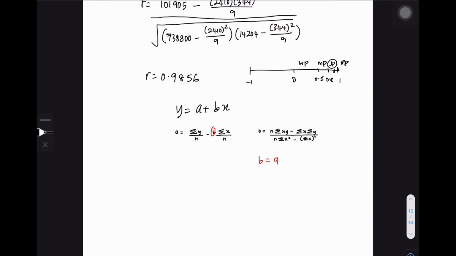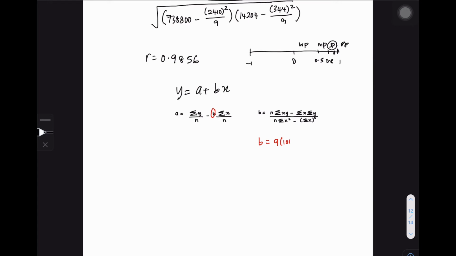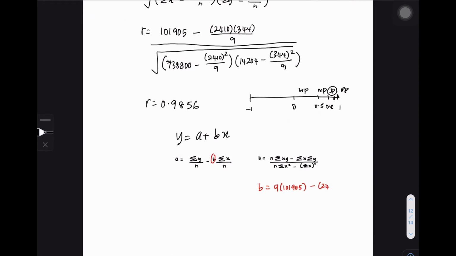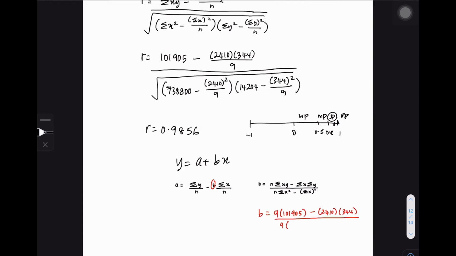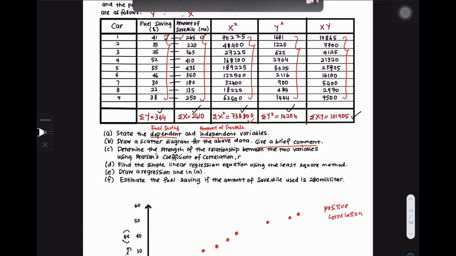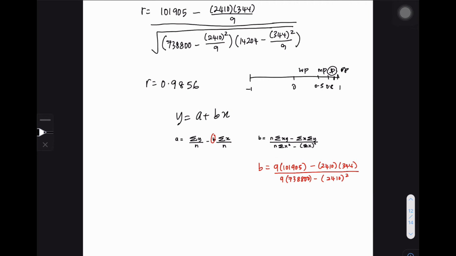N kita 9 darab dengan summation xy. So summation xy adalah 101905. 101905 minus dengan summation x darab summation y. So summation x adalah 2410, summation y adalah 344. Okay, divide dengan n. So n kita 9 darab dengan summation x square. So summation x square adalah 738800. Tengok daripada table summation x square this one 738800. Okay, tolak dengan summation of x square. So summation of x adalah 2410 square. Okay, so kira guna calculator, you will get the value of b is equal to 0.1047.